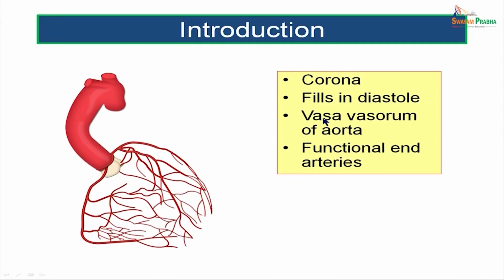This is also considered as vasa vasorum of aorta. Why do you think so? Because the heart develops from the heart tube, which is formed by the union of the two ventral aortae, and the ventral aorta is supplied by its own vessels, and these coronary arteries are supposed to be the vasa vasorum of these ventral aortae, which is going to fuse and form the heart tube, which on development results in the development of the heart. Lastly, the uniqueness of this artery is functionally it is an end artery.